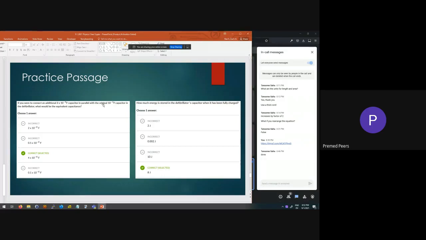Hopefully. Okay, so question 1: if you were to add an additional 3 times 10 to the negative 6, 3 microfarad capacitor in parallel with the original, what would be the equivalent? That's those series and parallel combinations we're talking about. So you just add if it's in parallel. So 3 microfarad plus 1 microfarad equals 4 microfarad.